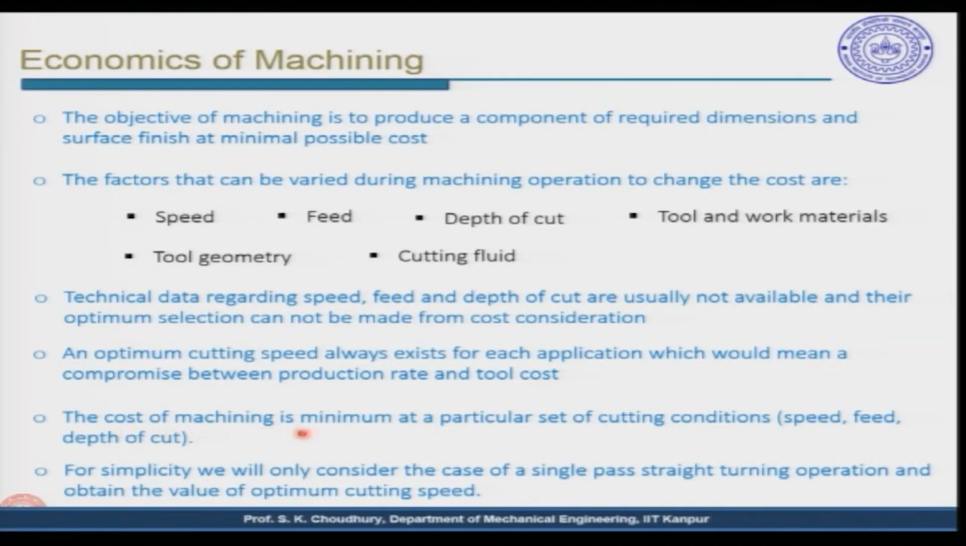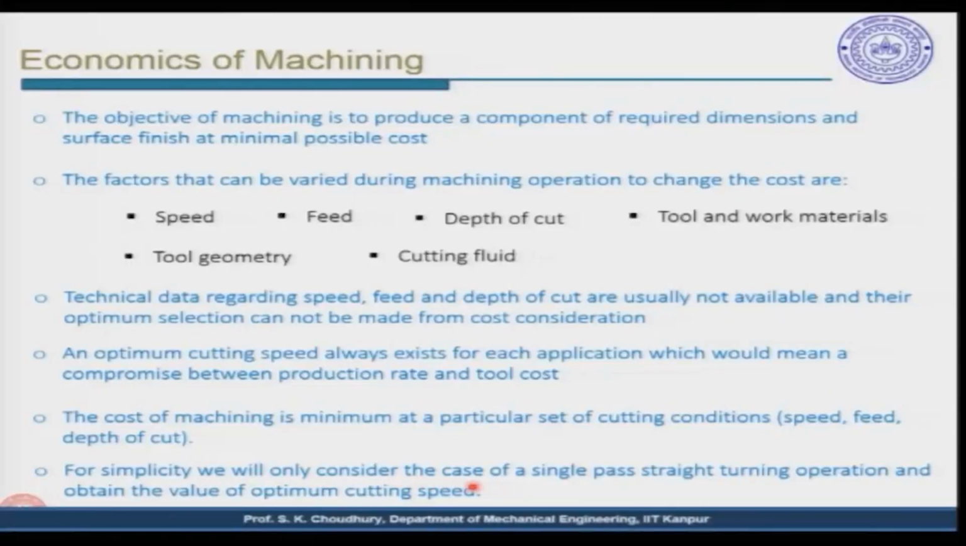The cost of machining is minimum at a particular set of cutting conditions. So it is not only the speed, but speed, feed and depth of cut, and when their values are at an optimum level, then the cost will be minimum. That is the idea of the economics of machining. For simplicity, we will only consider the case of a single pass straight turning operation and obtain the value of optimum cutting speed. However, the optimum feed and the optimum depth of cut can also be found out. But here for simplicity, let us explain how to get the optimum value of the cutting speed.